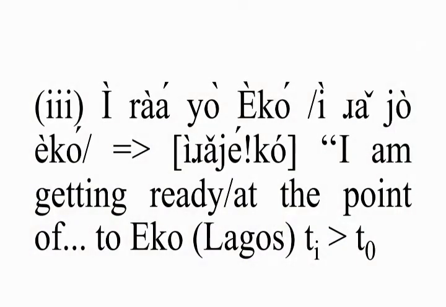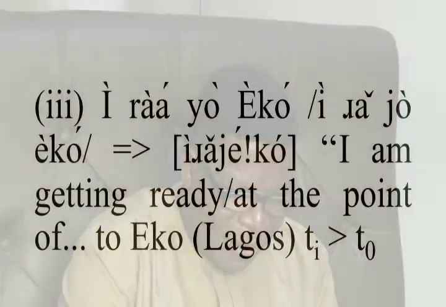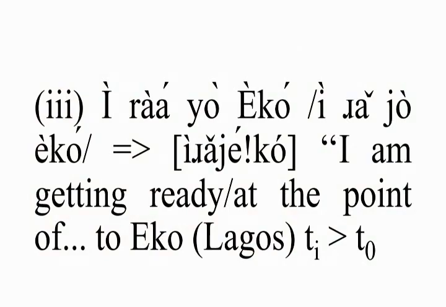Then you also have it in irayo eko, irayo eko. That is, I am getting ready or at the point of going to Lagos. So you see the three auxiliaries, the way they are used there. Ra, in this case, irayeko, irayeko. Then the other one, ihianyeko. Okay? So these are the interesting things about the Edo tonal realization.